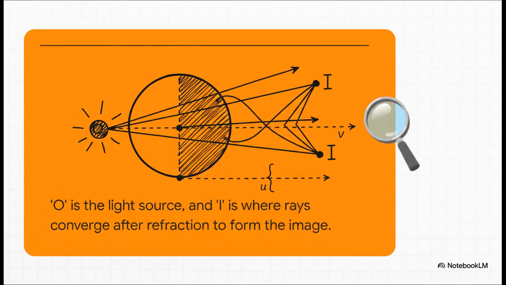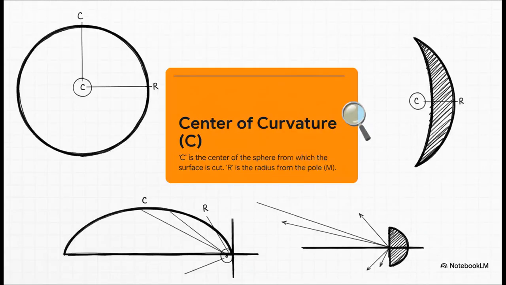Okay, so the whole game here is to figure this out. If we put our object O at a specific spot, where exactly is the image I going to show up? To do that, we have to track two really important distances. U, which is the distance from the surface to the object, and V, the distance from the surface to the image.